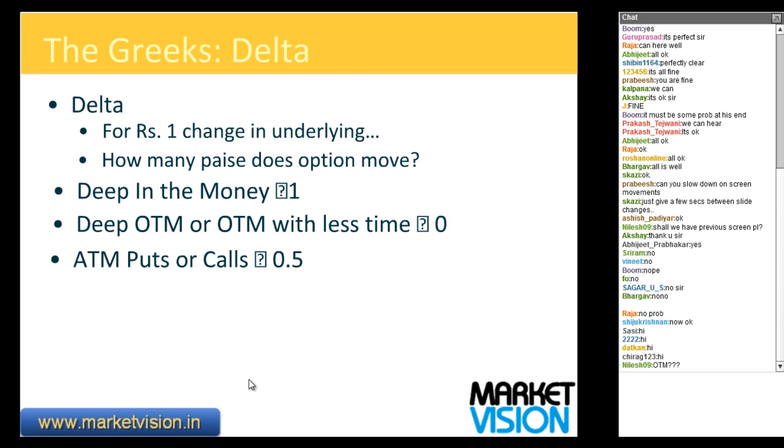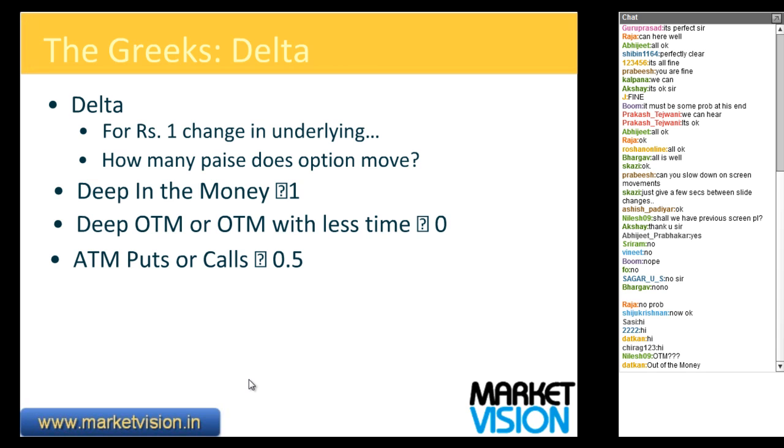OTM, just to refresh, is out of the money. I just call it OTM. It's just more of option parlance. ATM is at the money. ATM puts or calls will usually have a delta of 0.5.